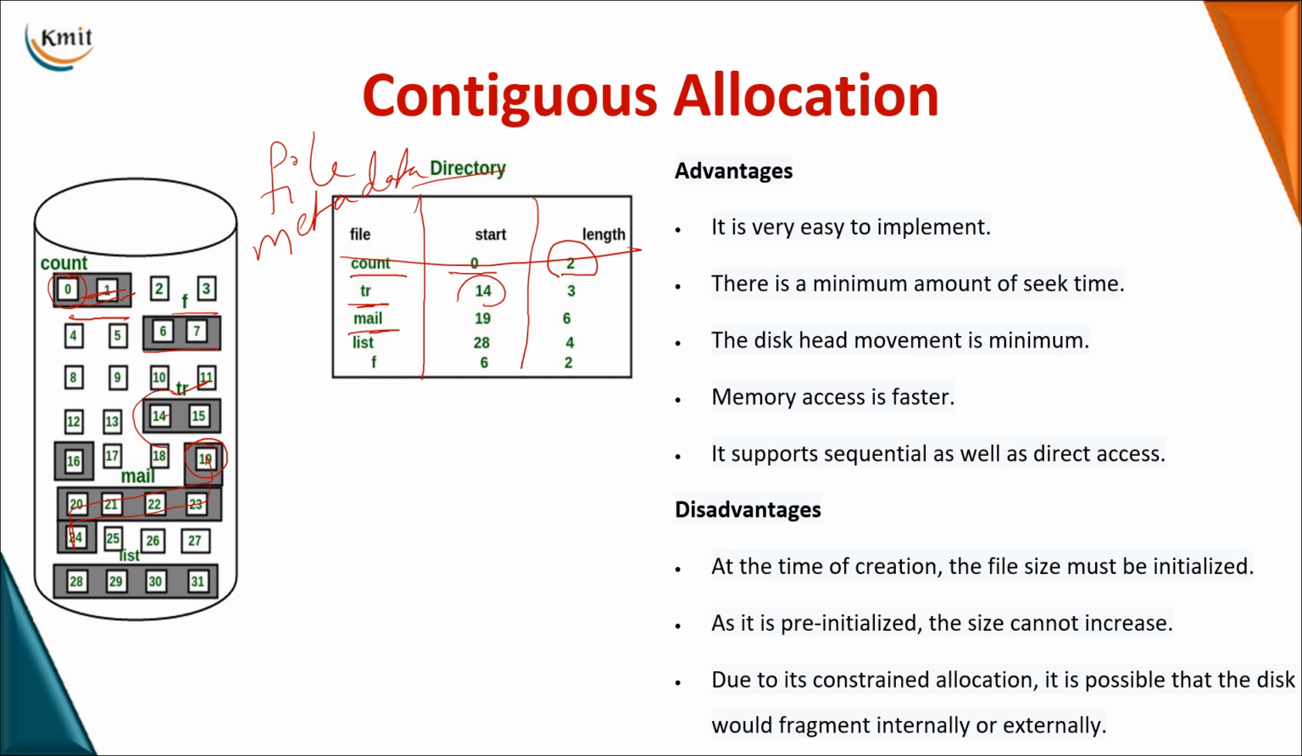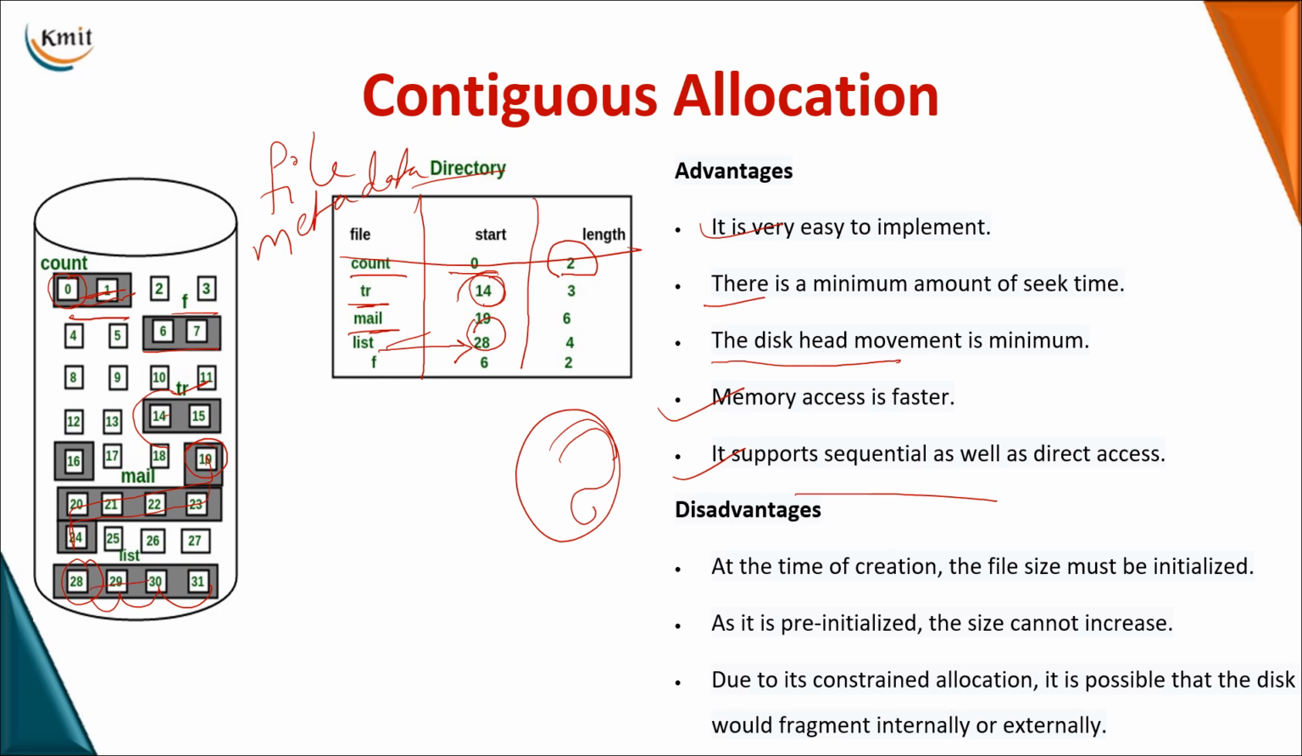So this directory maintains the name of the file, the starting block number and the length. When you see this, it is very easy to implement and there is minimum seek time because you are directly getting the block number. If you are going for list, which starts at block 28, you need not traverse. You can directly go to 28 and get the data. The disk head movement is also minimal, and memory access is faster. It supports both sequential and direct access. Why? For direct access, for list the starting block is 28, so you directly go to 28. From 28, if you want to access the rest of the data of list, you have to move one block after the other. That is sequential.